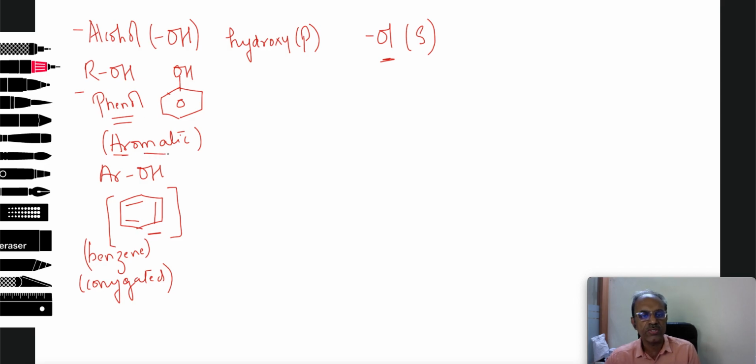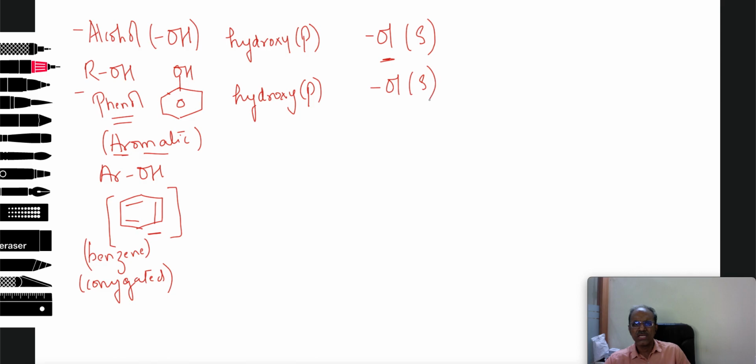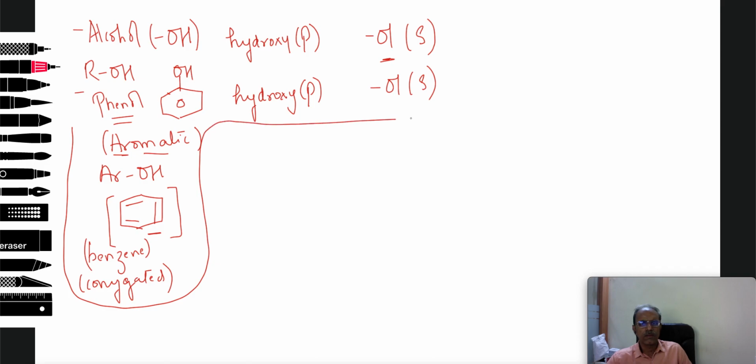So at this point you just try to understand: aromatic when attached to OH is known as phenol, and its prefix is again the same thing, hydroxy, and the suffix again is ol, same thing, no change. Fine.